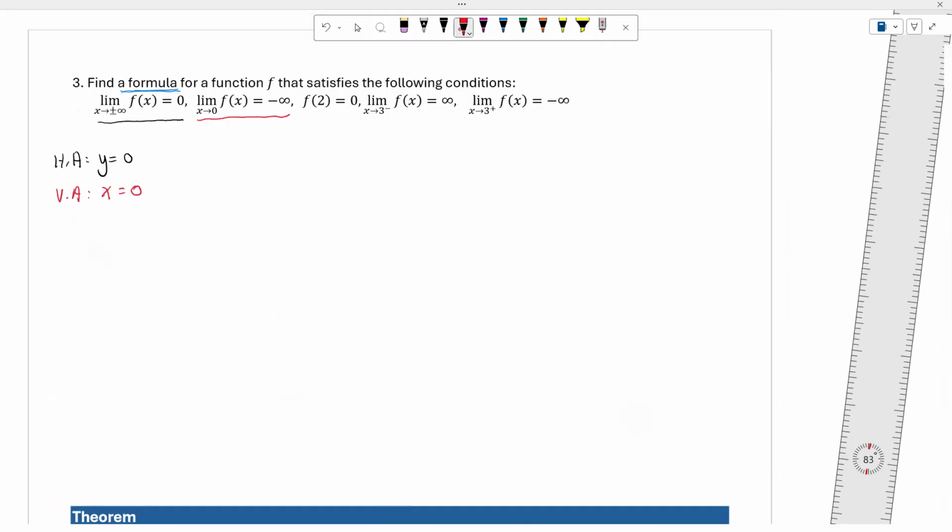Okay. f of 2 equal to 0 tells me that I have a point (2, 0). This one, as x approaches 3 from the left and from the right, goes to negative infinity or infinity, meaning we have another vertical asymptote at x equal to 3. Okay.